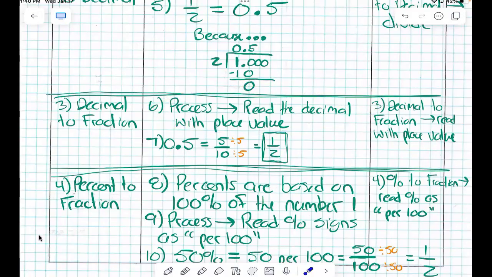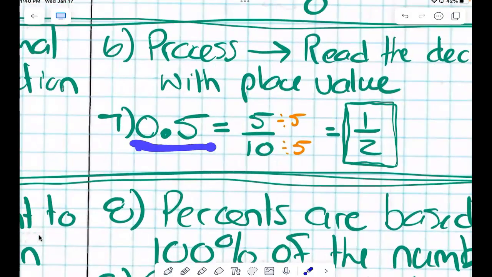When we go from a decimal to a fraction, on the count of 3, please read the process. 1, 2, 3. Read the decimal with place value. Please read this decimal. 5/10. But we said the answer was 1/2. What do you need to make sure you do? Reduce or simplify, right?